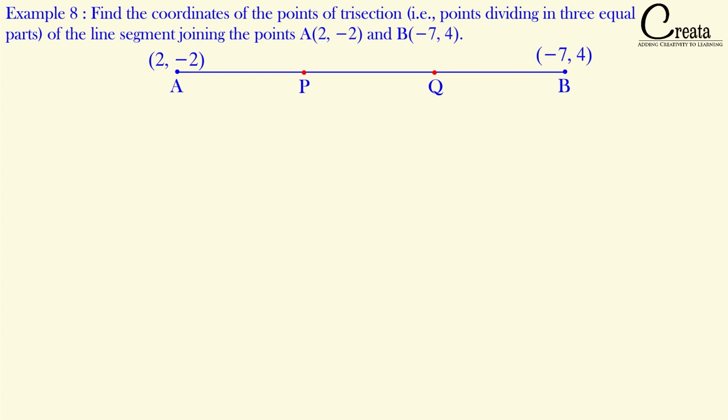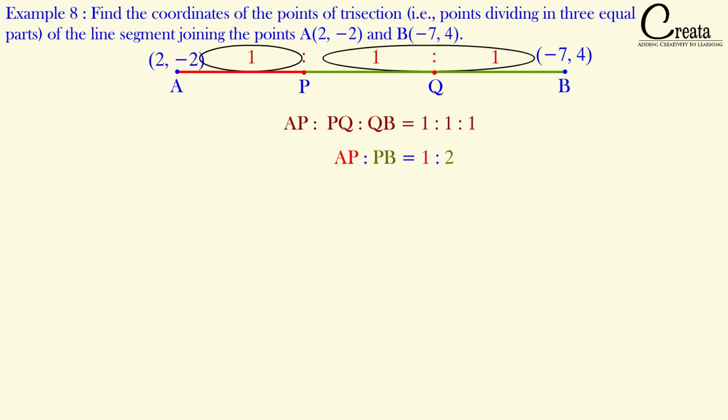Here, can we say the ratio of AP is to PQ is to QB will be equal to 1 is to 1 is to 1, as AP, PQ and QB are equal to each other? That is the trisection concept that we have just discussed. So we got the ratio as 1 is to 1 is to 1. Here we can also say the ratio of AP is to PB is 1 is to 2. How can we say so? AP is 1, and if we add PQ plus QB, it will be 2. So we get the ratio of AP is to PB as 1 is to 2.